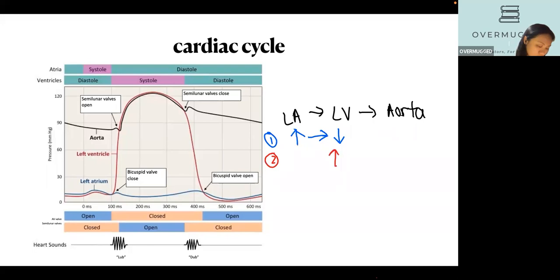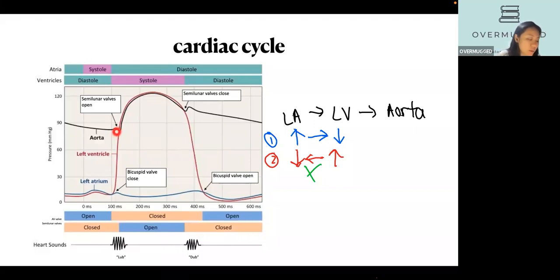The left ventricle pressure becomes higher than the left atrium. The blood flow, like that, high to low, right? We learned that, high to low, natural forces. But is that the blood flow that you want? No, that's not. That's backflow of blood. That's bad, right? So that's why the bicuspid valve will close to prevent the backflow of blood. So any time the valve closes, it's because you want to prevent the backflow of blood.